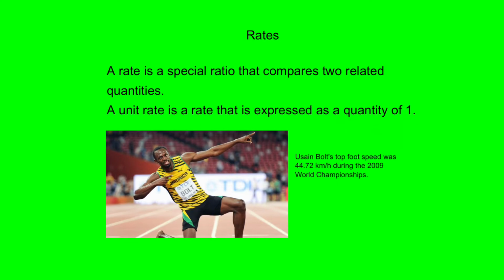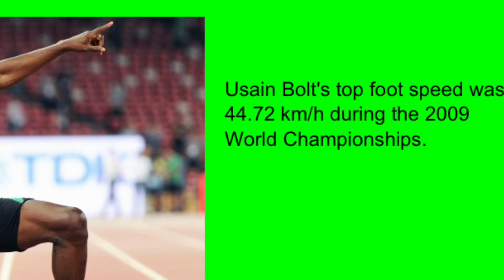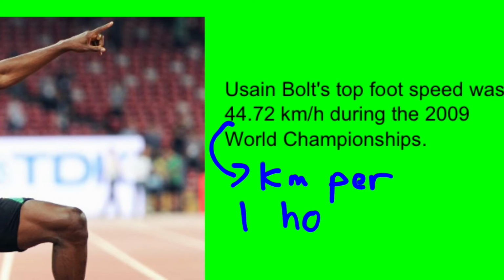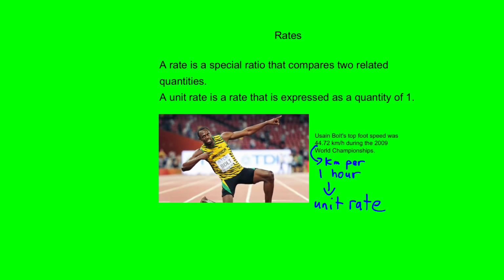An example of a unit rate: in the 2009 World Track and Field Championships, Usain Bolt ran 44.72 kilometers per hour at his top speed. That's kilometers per 1 hour, and since it's per 1, that's called a unit rate. We use unit rates to make comparisons because it's easy to compare things that are out of the same amount. So that's what we're focusing on in this section: rates and unit rates.